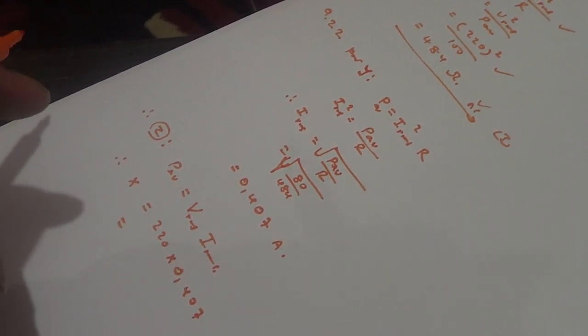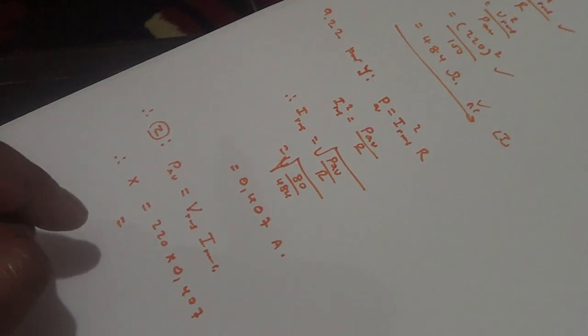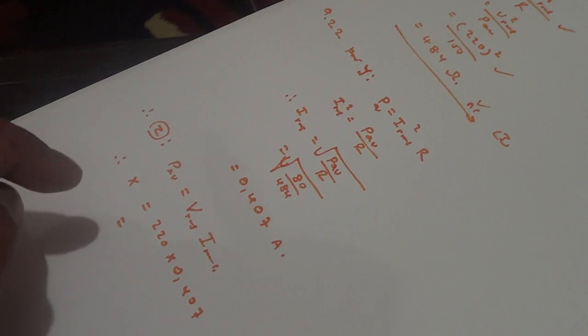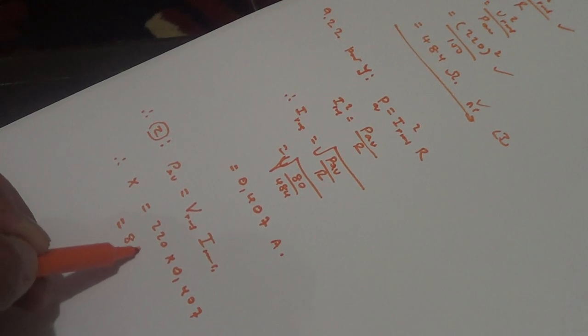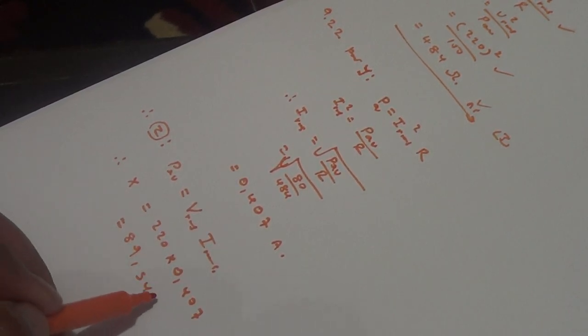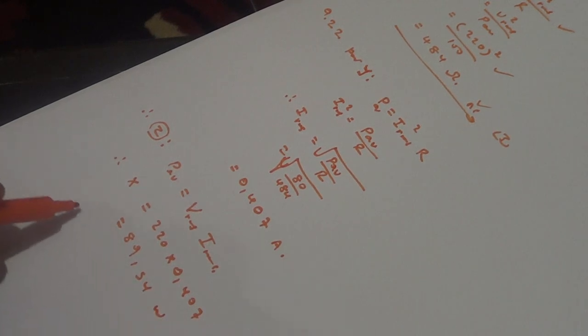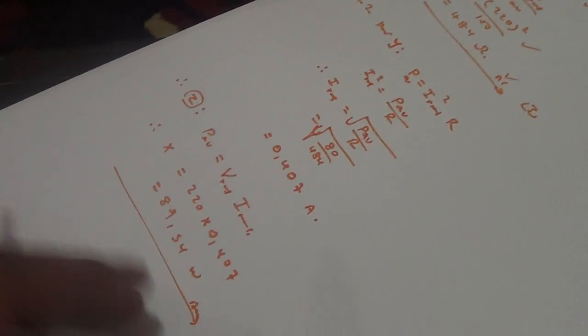So what do we get? Let's see on our calculator. 220 multiplied by 0.407. And I get 89.54. That's watts.